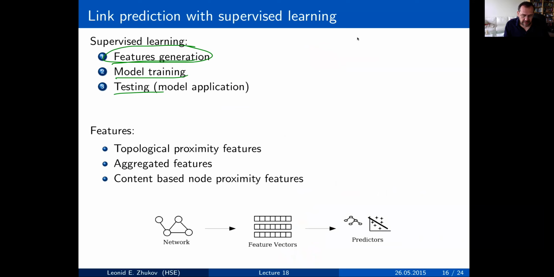Now, in the real situation, you might want to use different types of features, right? So we talked about topological proximity features, which means really using the structure of the graph as a predictor. But you can also use, as we discussed before, aggregated features, say the node degree, the clustering coefficient per node. Aggregated features mean it's a feature per node, but you can easily combine features for two different nodes to have the aggregated feature for two nodes. And then you can definitely look at the content-based features.